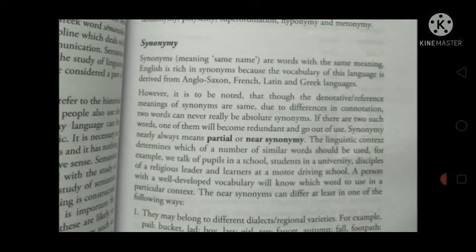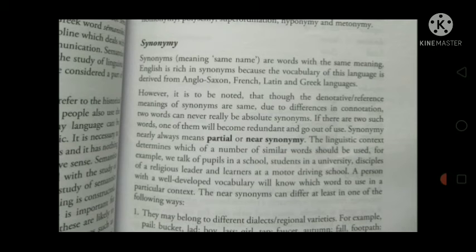The linguistic context determines which of a number of similar words should be used. For example, we talk of pupils in school, students in university, disciples of a religious leader and learners at a motor driving school. A person with a well-developed vocabulary will know which word to use in a particular context.